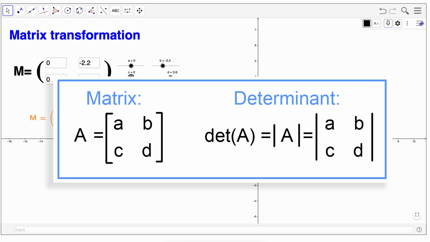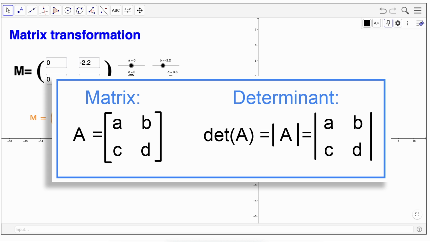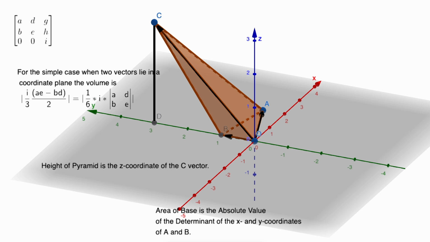Mathematicians have a special notation for the determinant of a square matrix: straight lines, like absolute value lines, on the sides of the matrix instead of the square brackets. It is important to remember that this is a single number. It's the determinant of the matrix. The determinant even generalizes to higher dimensions, although the formulas get more complex.